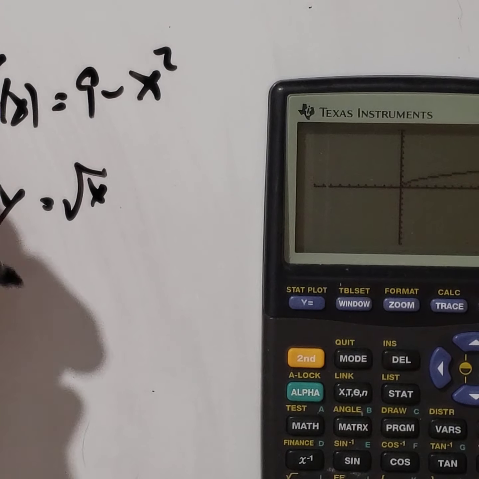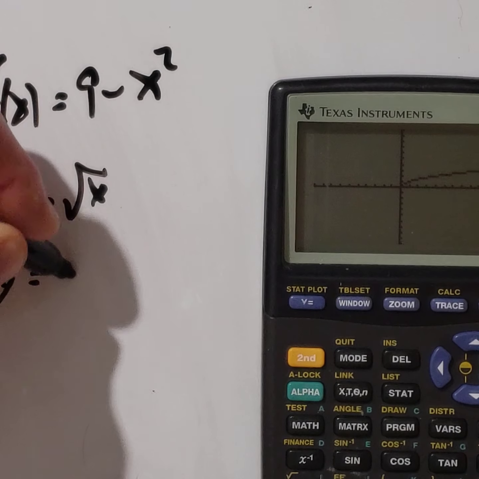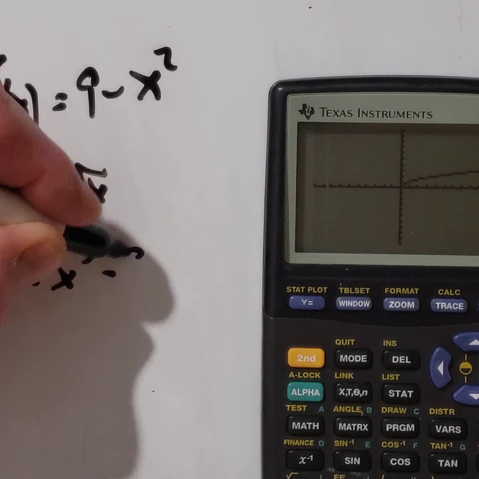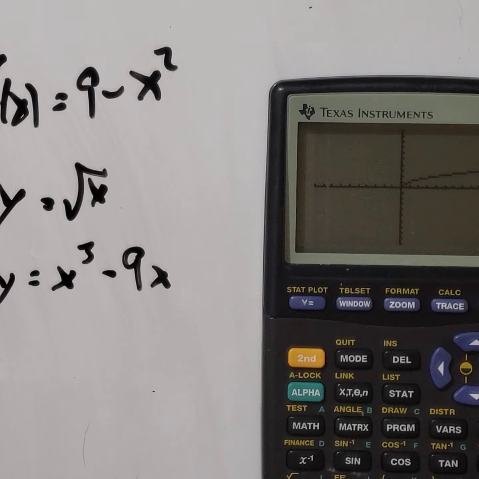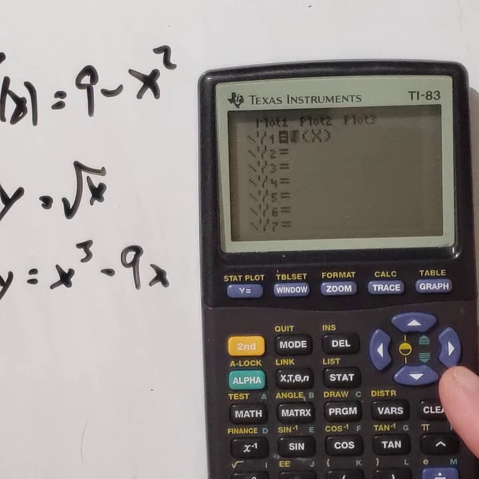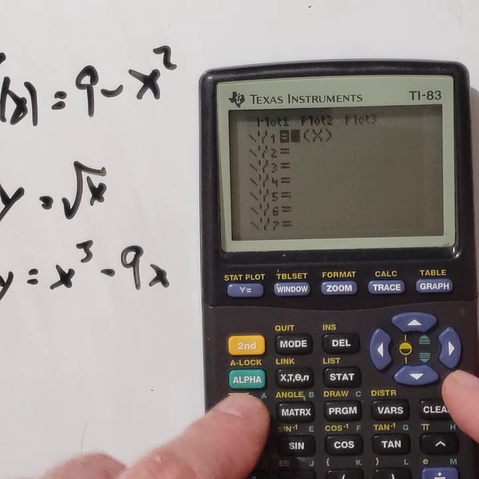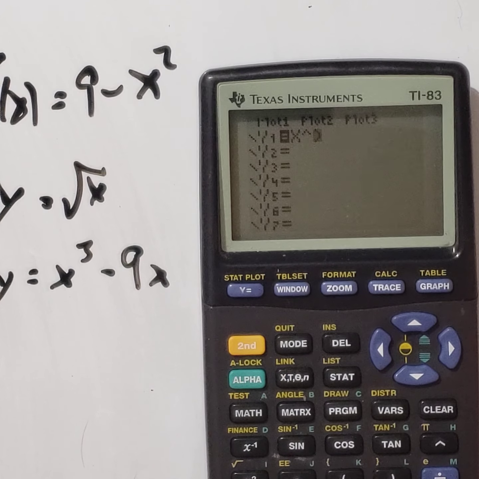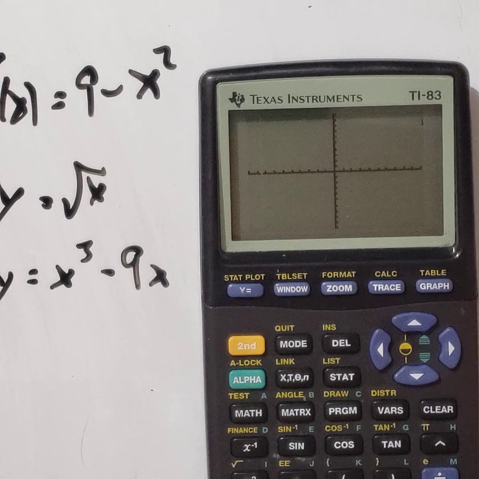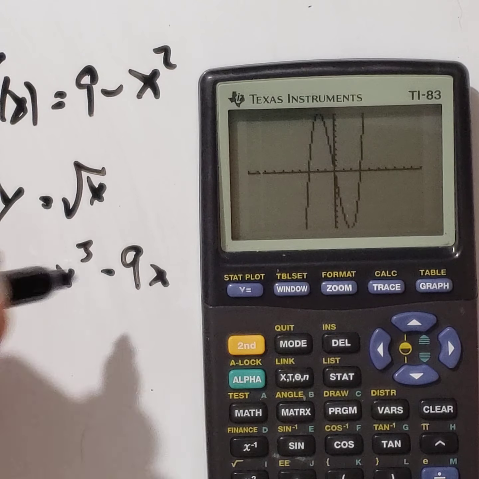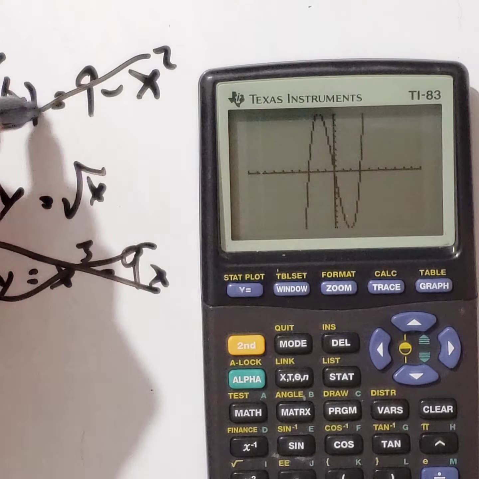We've got y equals x cubed minus 9x. Try putting that in: x to the third minus 9x. Hit graph. And we see pretty easily that it's going to fail the horizontal line test, so that one is not one-to-one.